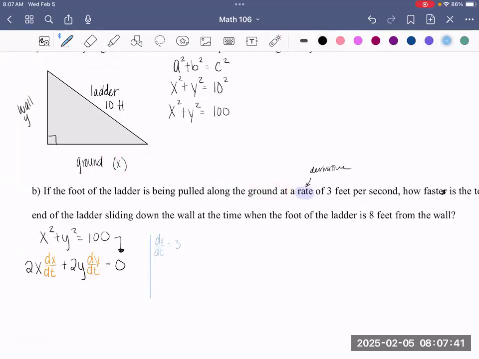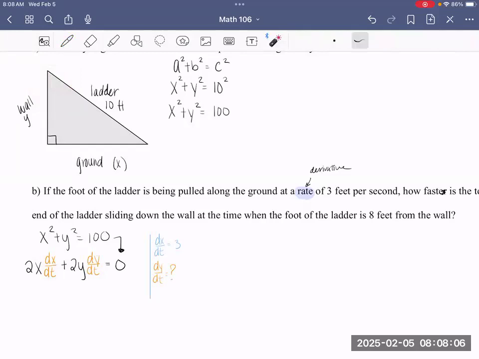They said that is 3 feet per second. And it says, how fast is the top end of the ladder sliding down the wall at the time? So we're asked to find dy/dt. We don't know what dy/dt is, so we're going to have to solve for dy/dt.